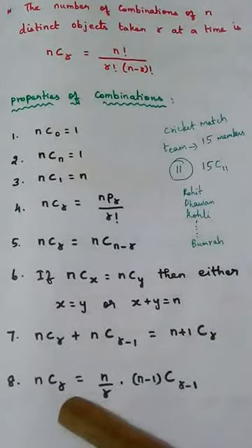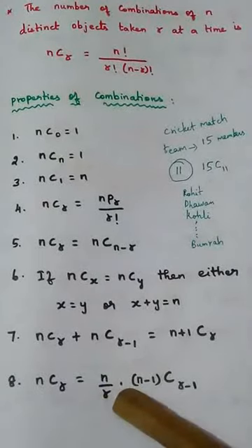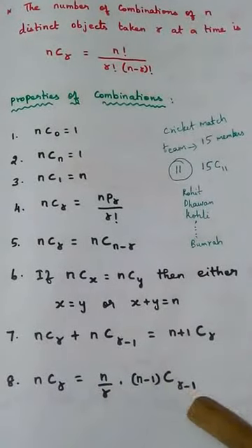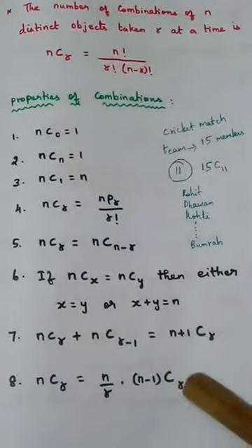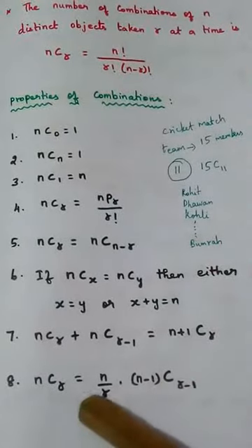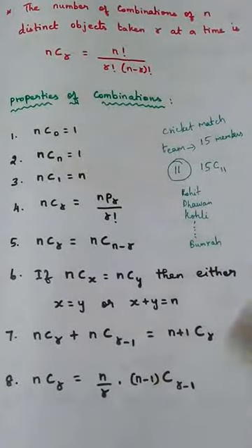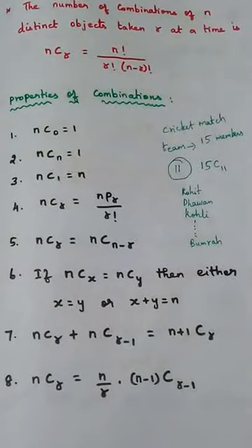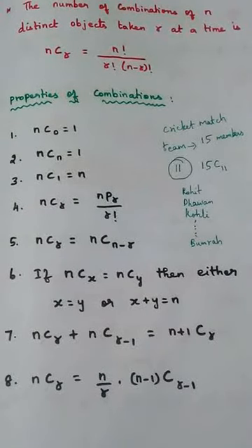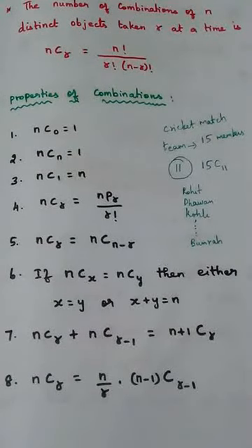Again, nCr is equal to n by r into n minus 1 Cr minus 1. So we have to read this together. This is combination. This is multiplication. So n by r into n minus 1 Cr minus 1. I hope you have learned all these formulas thoroughly by now. Now, with the help of these properties and formulas of combinations, we will see problems based on this heading. We will go for the problems now.